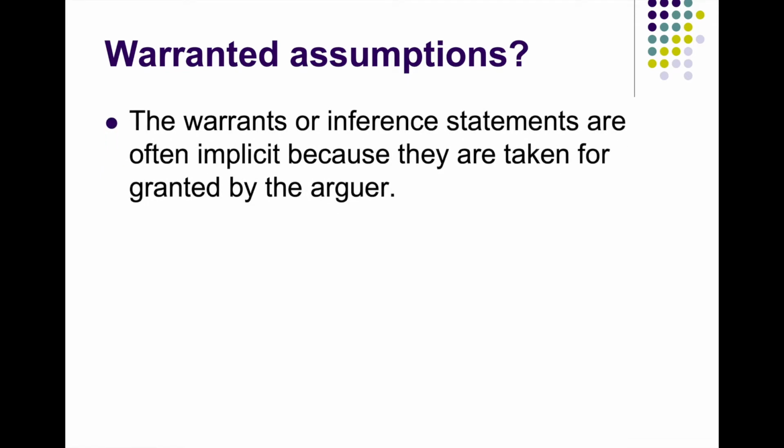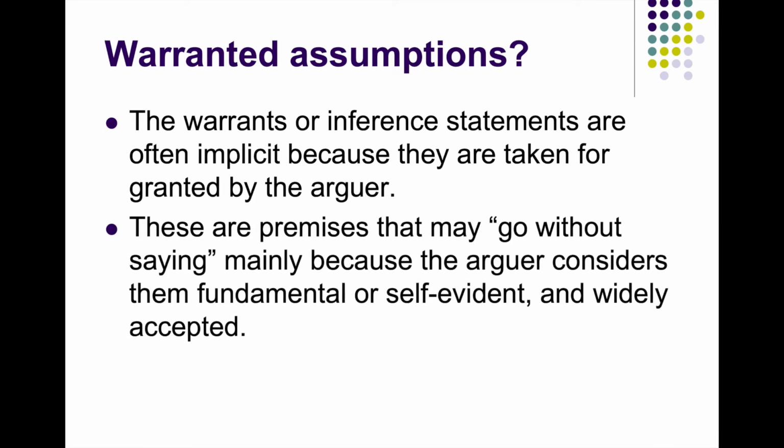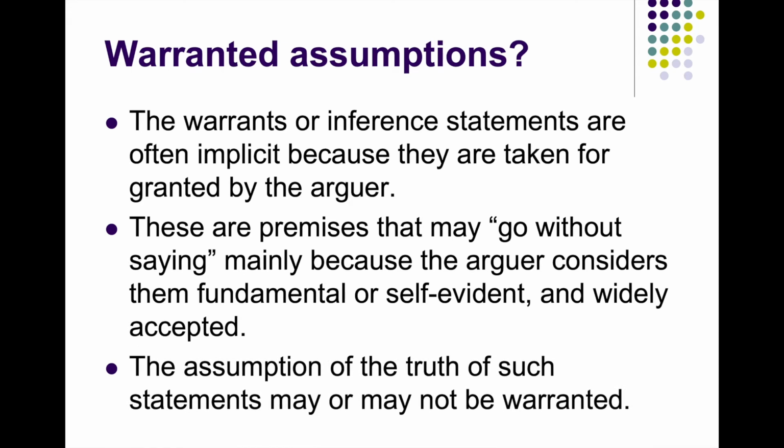So the warrants, or inference statements, are often implicit because they're taken for granted by the arguer. These premises, we would say, go without saying, mainly because the arguer considers them fundamental or self-evident, and so widely accepted by members of the audience. But the assumption of the truth of such statements may or may not be warranted. Still, the only way we can determine that is if we figure out what those missing premises are.